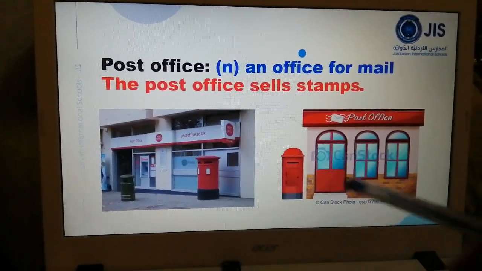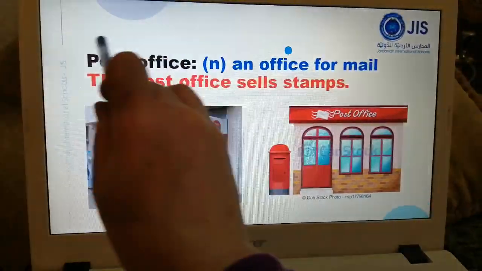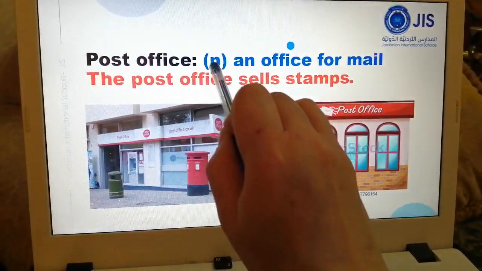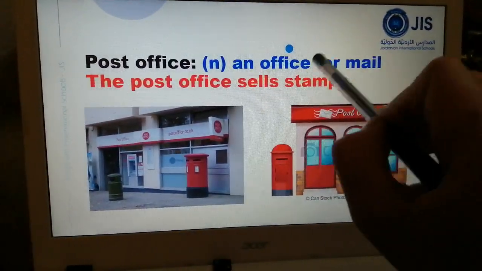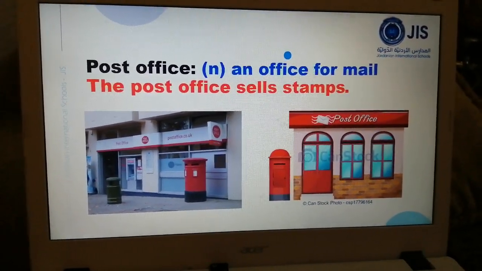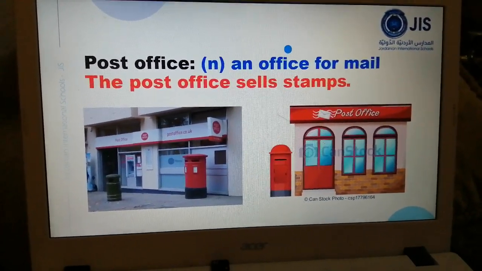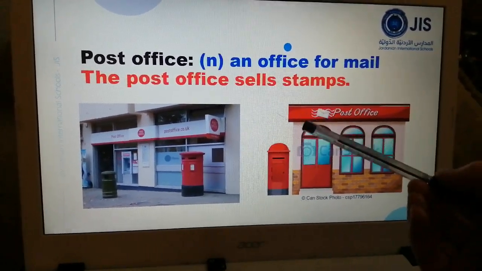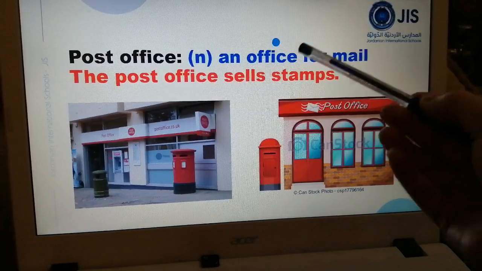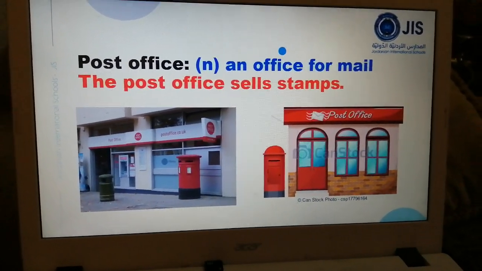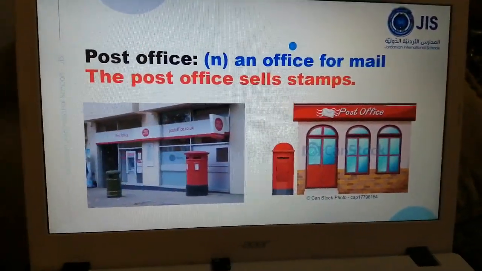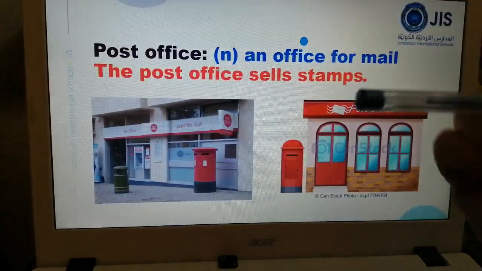Post office, it is a noun. Post with office together, they make a new compound word and it's an open compound word. It's a noun and it's an office for mail. Like this one, this is the post office. It's a place where people usually go to send letters, to send packages, to send mail. We call it post office. The post office sells stamps. So post office, it's the place where people go to send letters, packages, mail, and anything. And it's a noun and it's an open compound word. So post office together, it gives me one meaning.